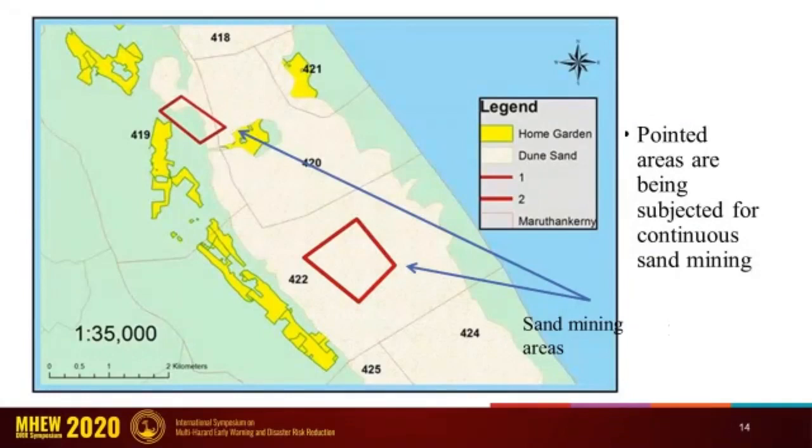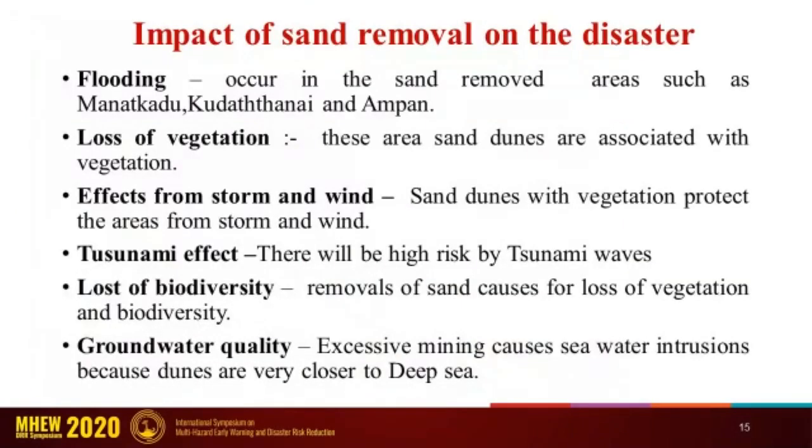This map represents the marked area continuously subjected to sand mining for many years. Impact of sand removal on the disaster of the study area. Manakkadu, Kudathane and Amban areas have already faced the flooding effect. As a result of the sand removal, the removed area has already lost the vegetation. There will be chances for effects from storm and wind and high risk from tsunami waves. The removal causes loss of habitat, which impacts the biodiversity, and finally the groundwater quality. Excessive mining activity leads to seawater intrusion because the dunes are very close to the deep sea.